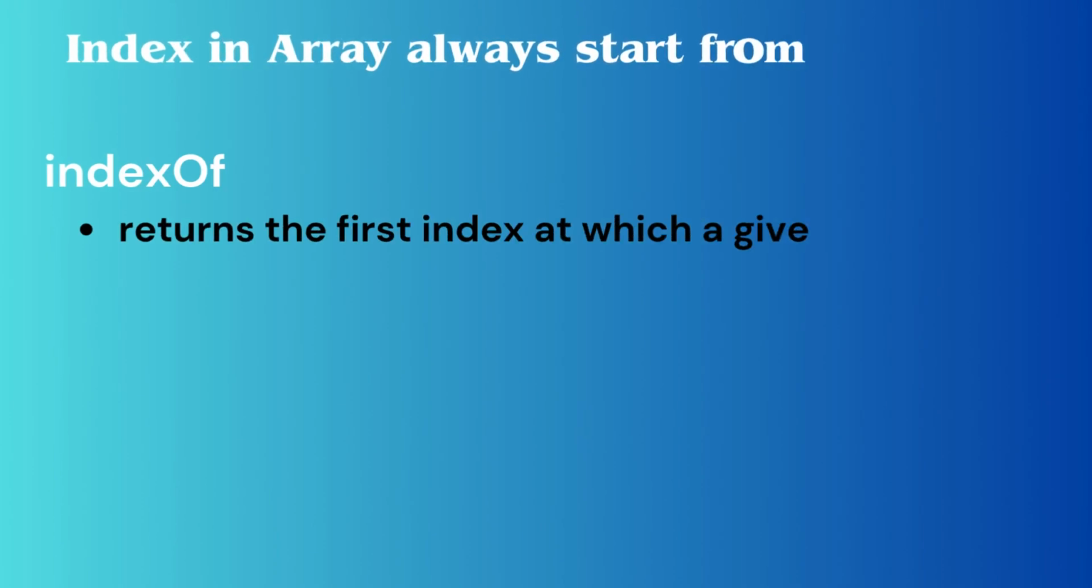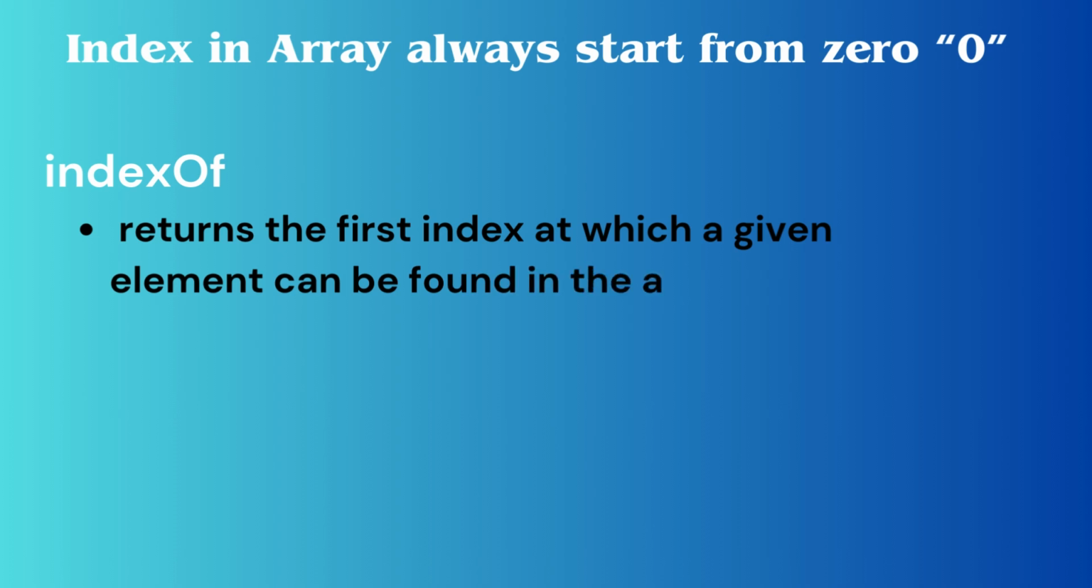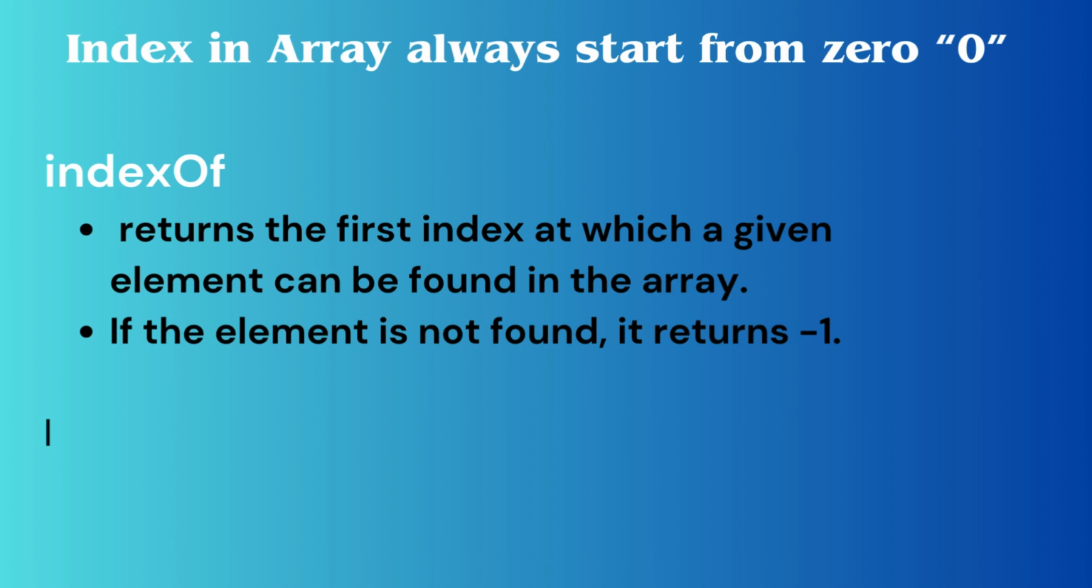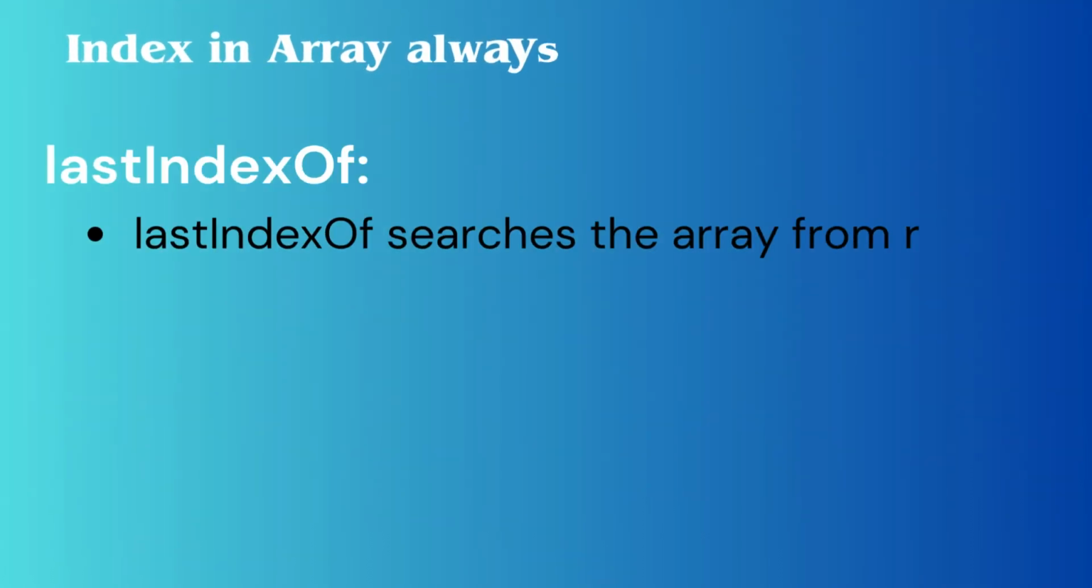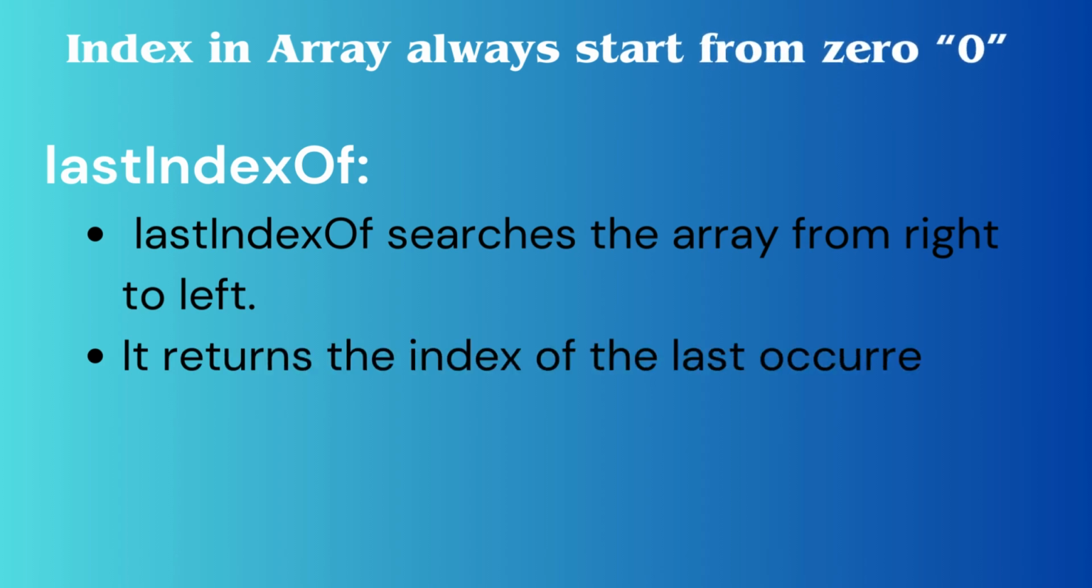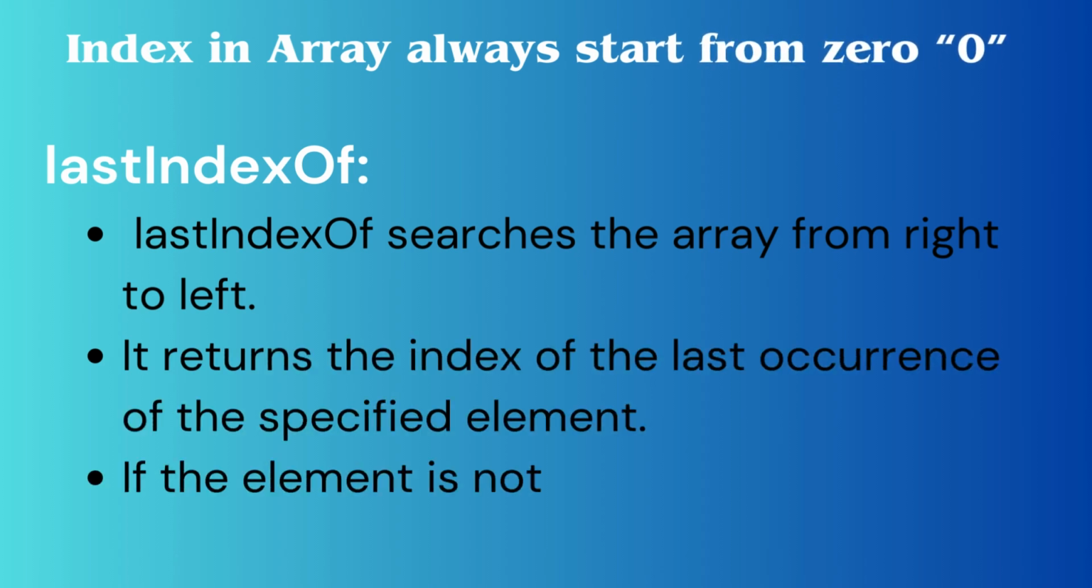indexOf returns the first index at which a given element can be found in the array. If the element is not found, it returns -1. lastIndexOf searches the array from right to left. It returns the index of the last occurrence of the specified element. If the element is not found, it returns -1.